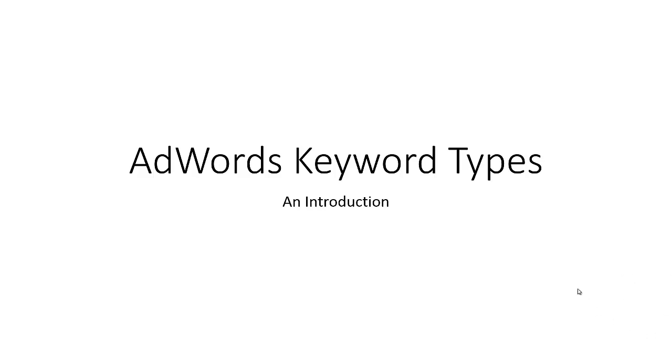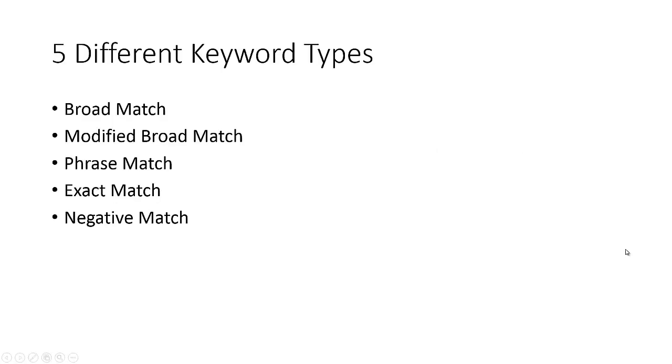So let's just jump straight into it and hope that my PowerPoint presentation does advance. There we go. It's about the fifth try to get this to work, so fingers crossed. So there are 5 different keyword types. There's broad match, modified broad match, phrase match, exact match, and negative match. Now what do they all mean, you're probably asking. So let's just jump in and have a look.